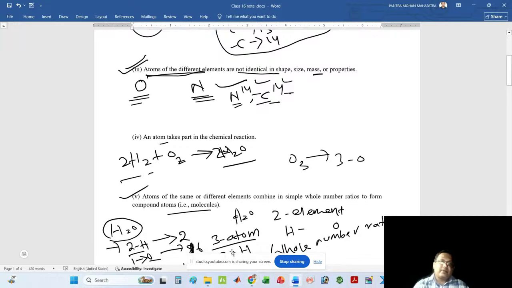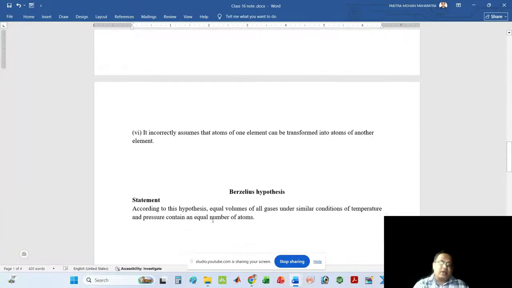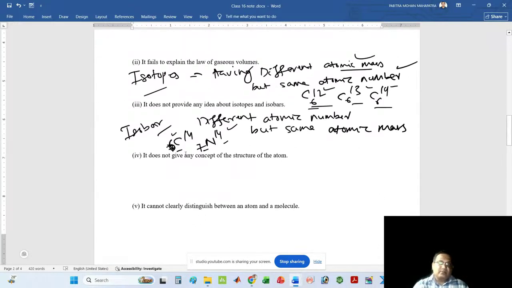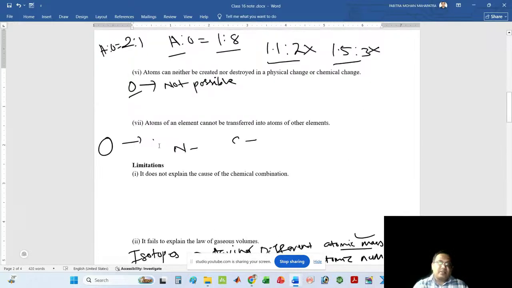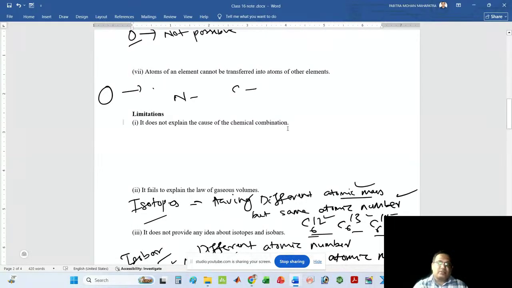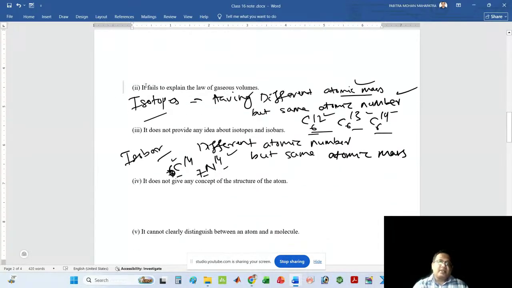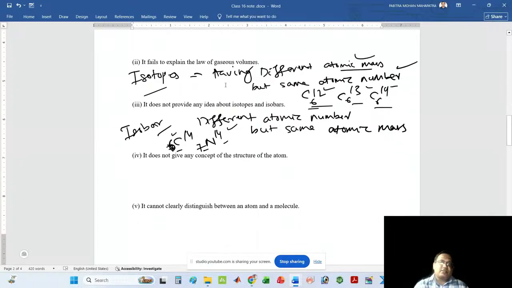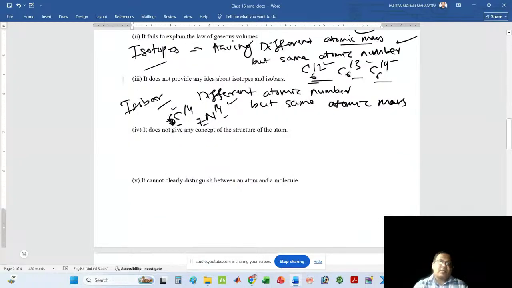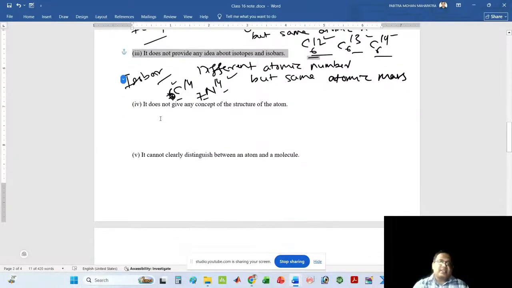Next I will go to the limitations. Again, I will repeat them. The first limitation: it does not explain the cause of chemical combination. Second, it fails to explain gaseous volume. Third, it does not provide any idea about isotopes and isobars. Next, it does not give the concept of the structure of atom, because after Dalton's atomic theory, I will explain Rutherford's atomic theory, and next the Bohr's atomic theory.